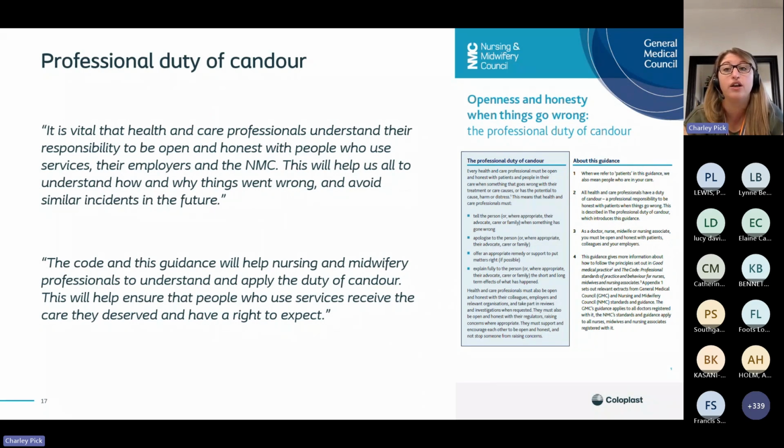So you can have a look at the openness and honesty when things go wrong, the professional duty of candour on the NMC website, and it gives you lots of information on there about it. But we must be open and honest with our patients.